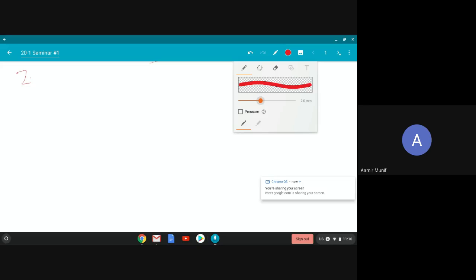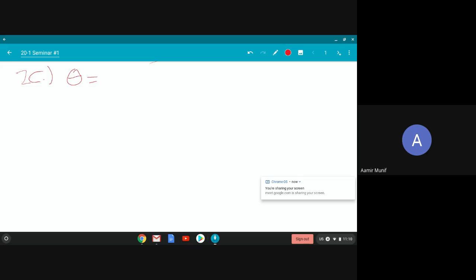I'm going to make this a little thicker. 2 C. We have theta is equal to 150, right? Yes. So sine theta will just be sine of 150. And when you use your calculator, sine of 150 will give you 0.5. Right, so you get 0.5 for this. This is not an issue, right?